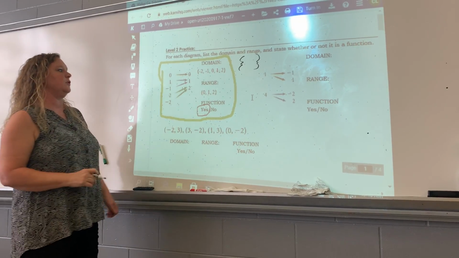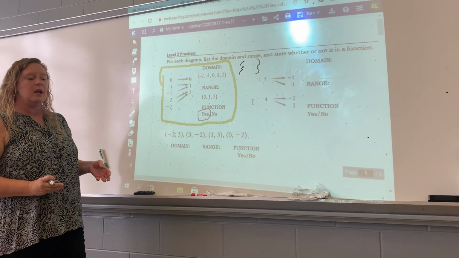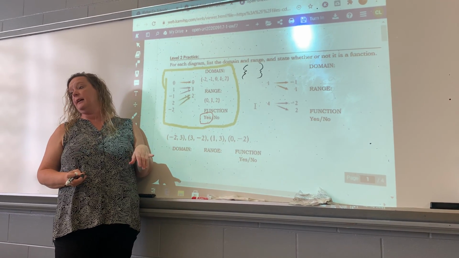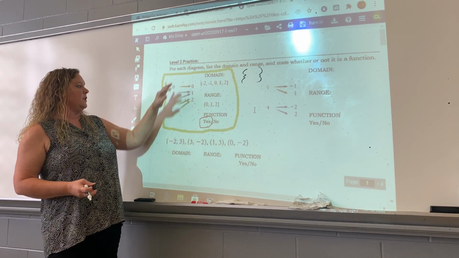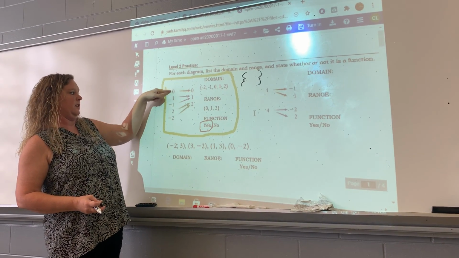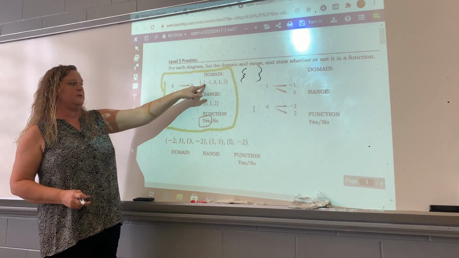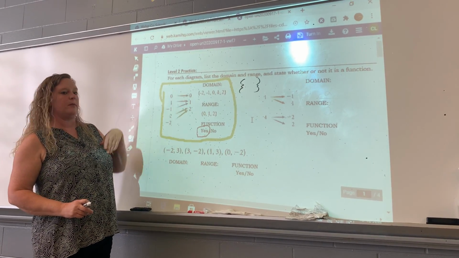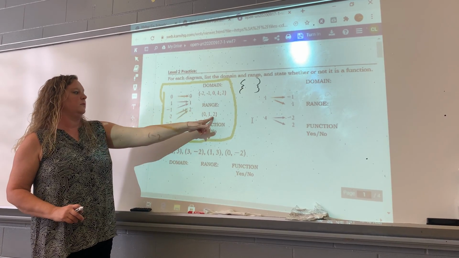Now what you want to do, your domain is your X values, remember. You always want to put them from least to greatest, and you shouldn't repeat any of them. For least to greatest, the most negative will be -2, then -1, then 0, 1, and 2. Those are the numbers used in the domain. The range are your Y values. There were only 3 in the Y here, a 0, 1, and a 2.